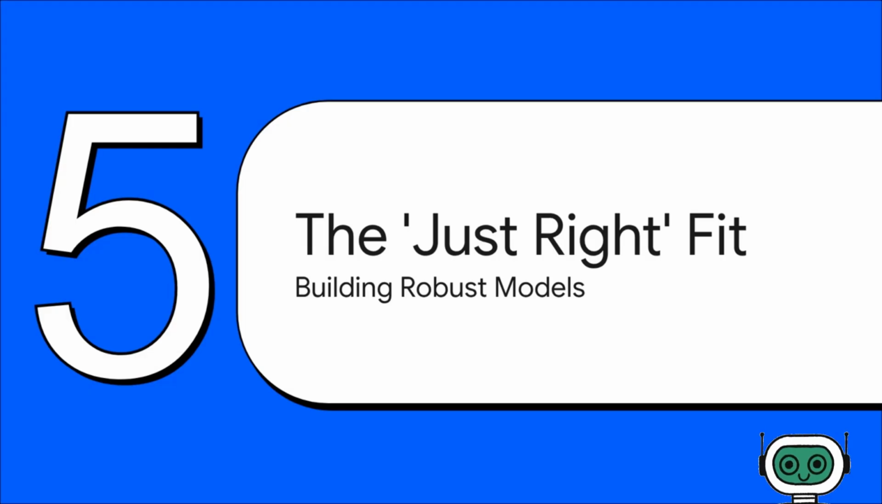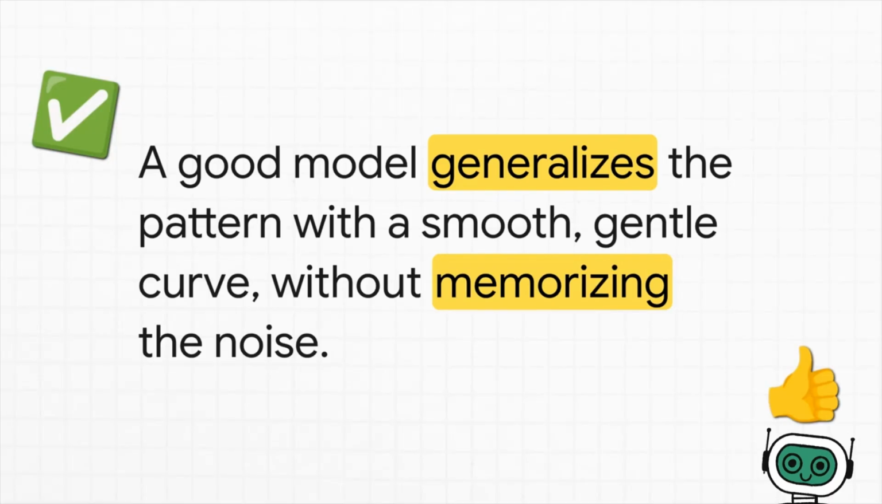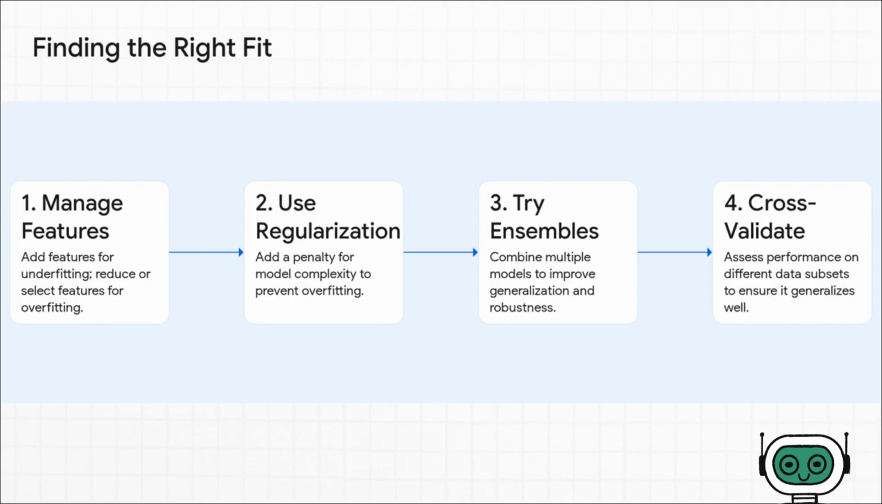Okay, so knowing the problem and how to spot it is half the battle. Now, let's talk about the practical techniques we can use to build a model with that just right fit. The ideal model finds that middle ground. It's not an oversimplified straight line, and it's not a chaotic line that memorizes every single point. A good model learns the underlying pattern, creating a smooth, generalized boundary that performs well on data it's never seen before. As practitioners, we have a whole toolkit for this.